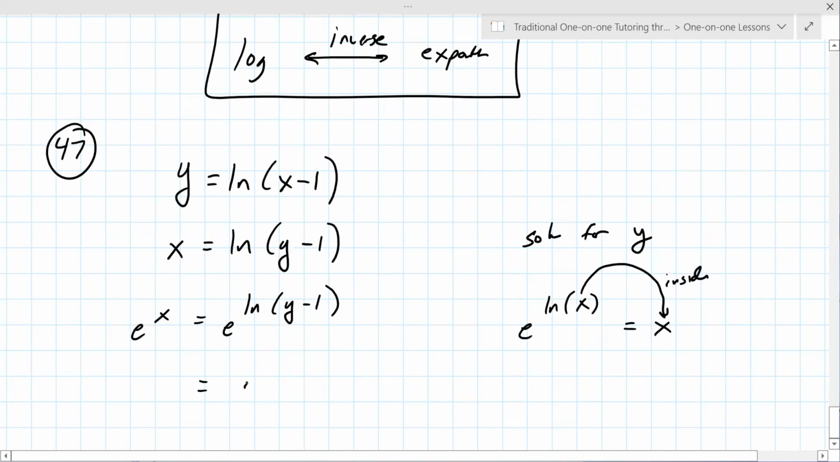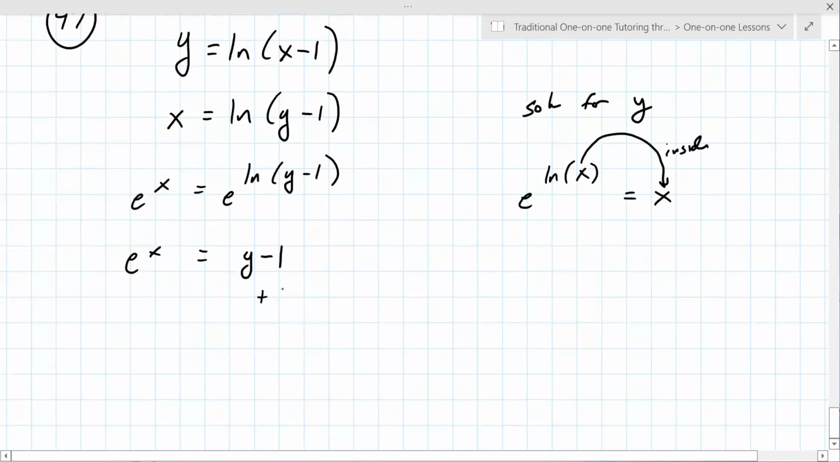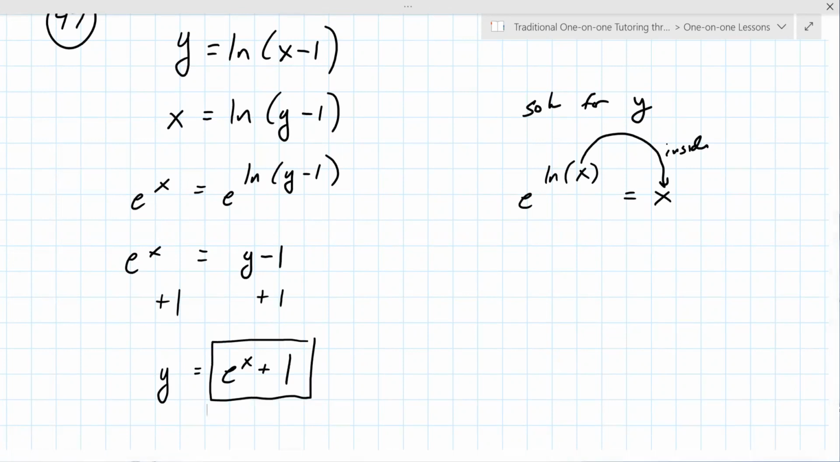So the right side just becomes the y minus 1. And just add 1 to both sides to finish up solving for y. And that is your inverse there. Yeah, that's what I got. Fantastic. All right, 49.